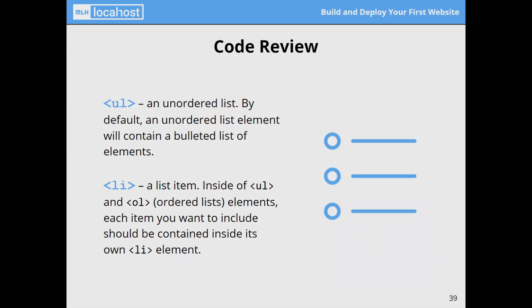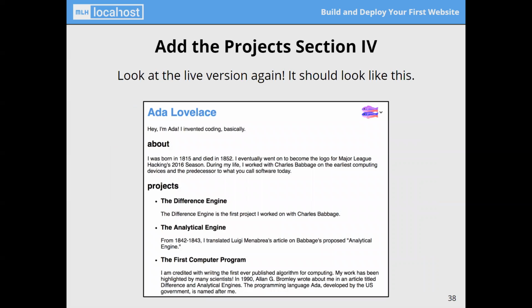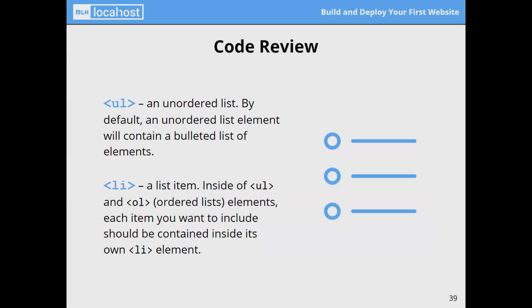And so let's kind of go back through our code a little bit and dissect it. So the UL tag is an unordered list. And by default, an unordered list element will contain a bulleted list of elements, right? So as we saw on our web page, we have some bullets right there. And then LI is a list item. Inside of UL and OL, which stands for ordered list elements, each item you want to include should be contained inside its own LI element.